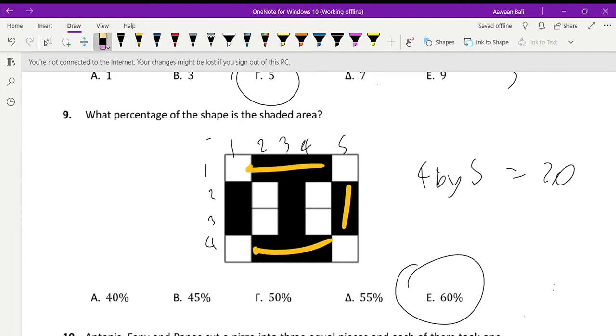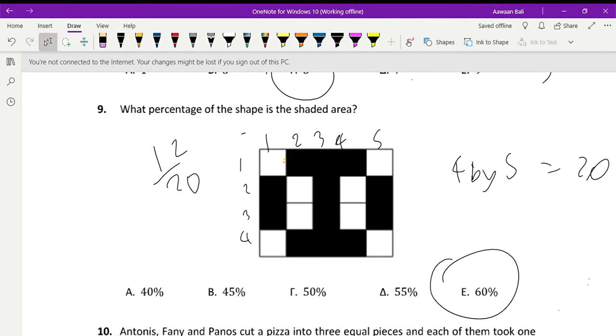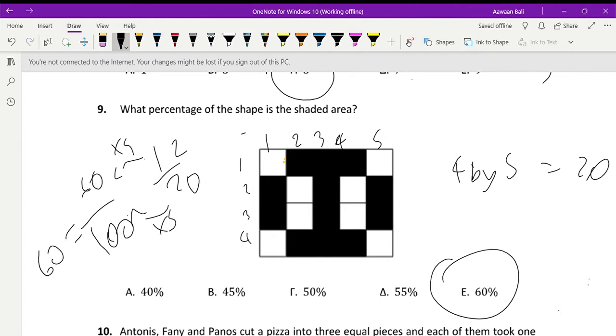So basically 12 upon 20 is shaded. And it's asking the percentage of the shaded part. Since we know percentages are upon 100, you can multiply both sides by 5. So multiply by 5, you get 60 upon 100, which is equal to 60%.